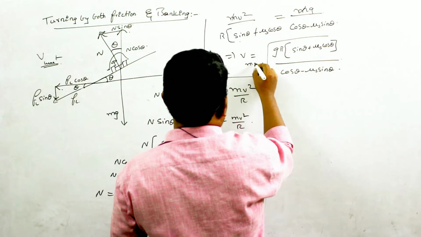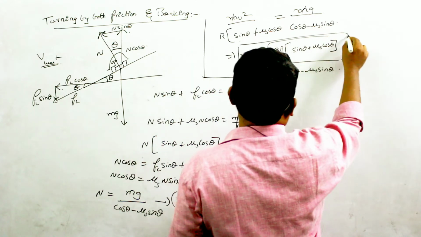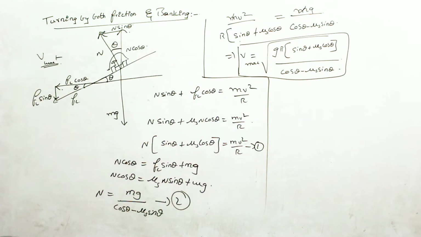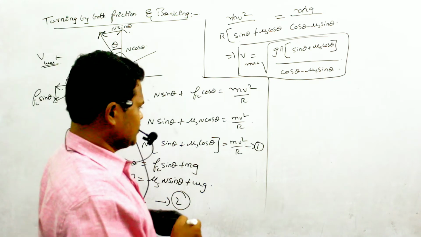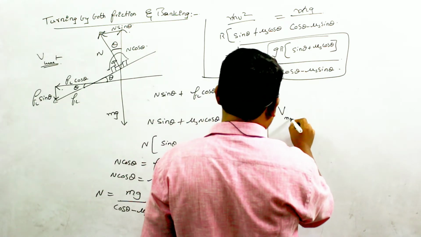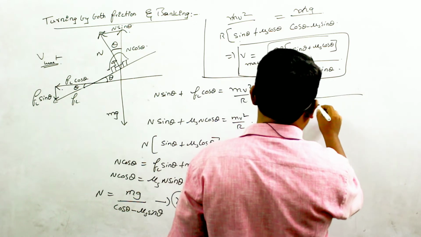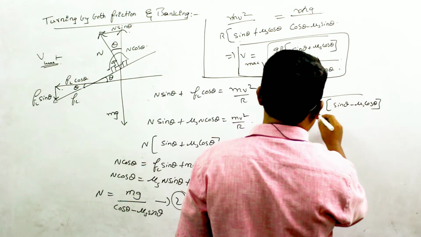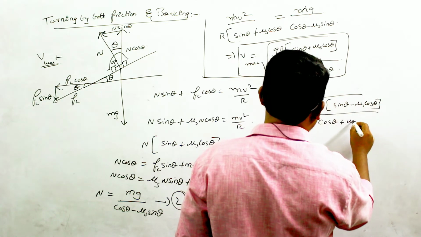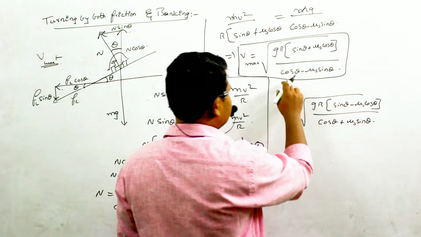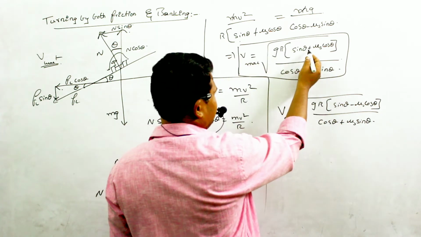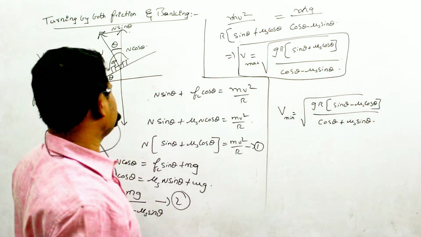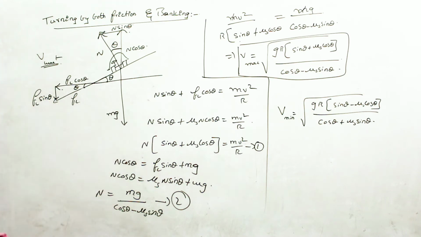So this is my relation for the maximum velocity with which I can move on a circular path with the help of both banking as well as friction. If we observe the previous equation, what was it? V minimum is equal to square root of gr into sin theta minus mu_s cos theta divided by cos theta plus mu_s sin theta. If you observe these two equations, here we got plus and here minus, here it is minus and here we got plus. This is the only difference between maximum velocity and minimum velocity.